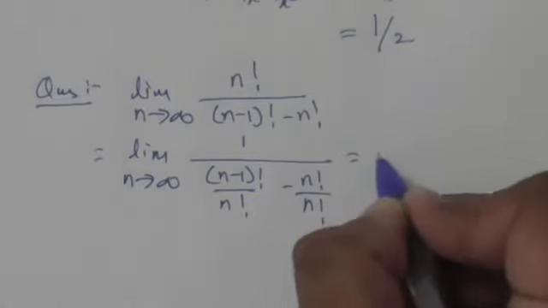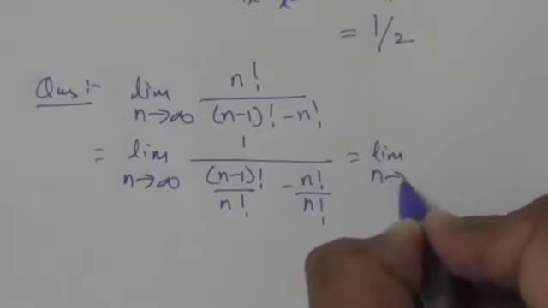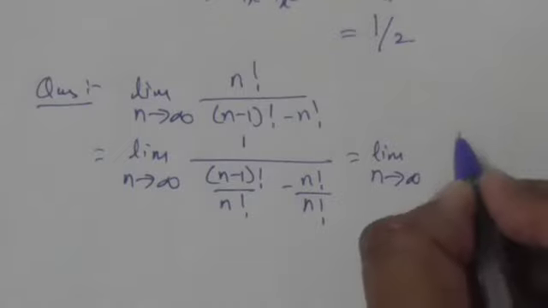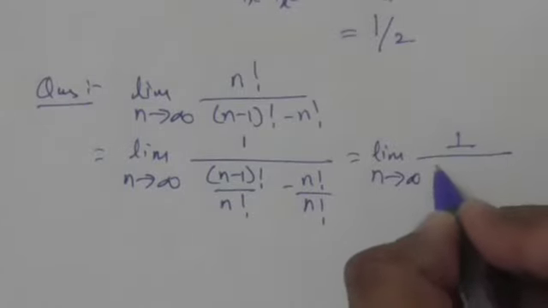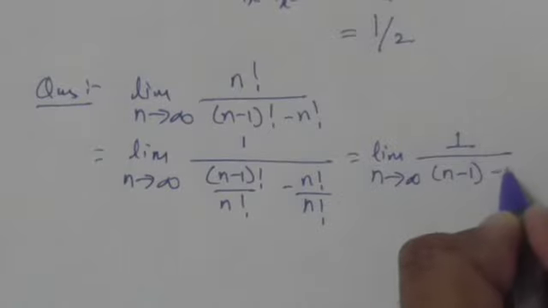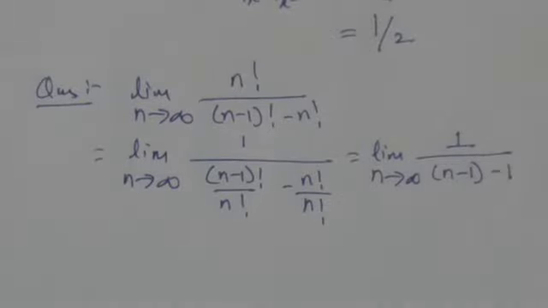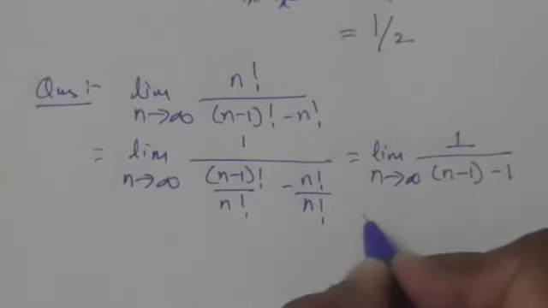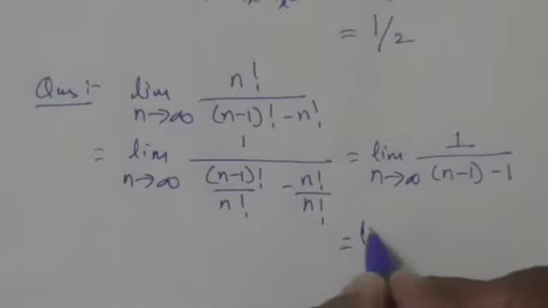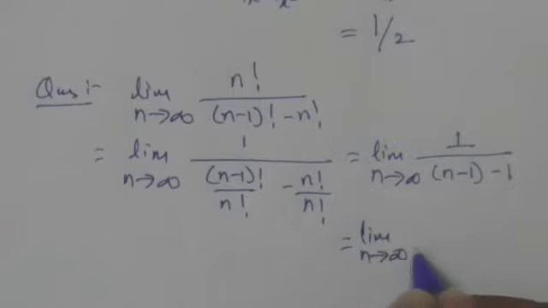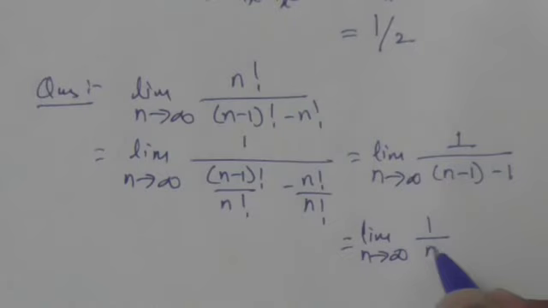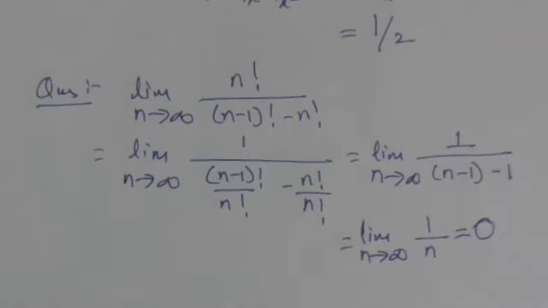So it is equal to limit n tends to infinity 1 upon n minus 1 minus 1, and it will be equal to limit n tends to infinity 1 upon n, and it should be equal to 0. So this question seemed a little bit confusing, but it was very simple. Now let us solve one more question. This is the last question of this video.